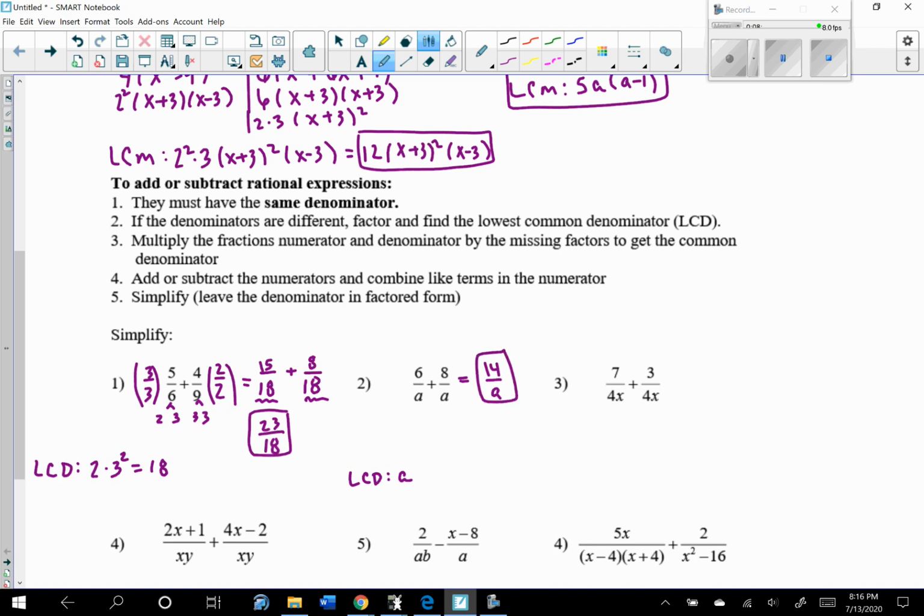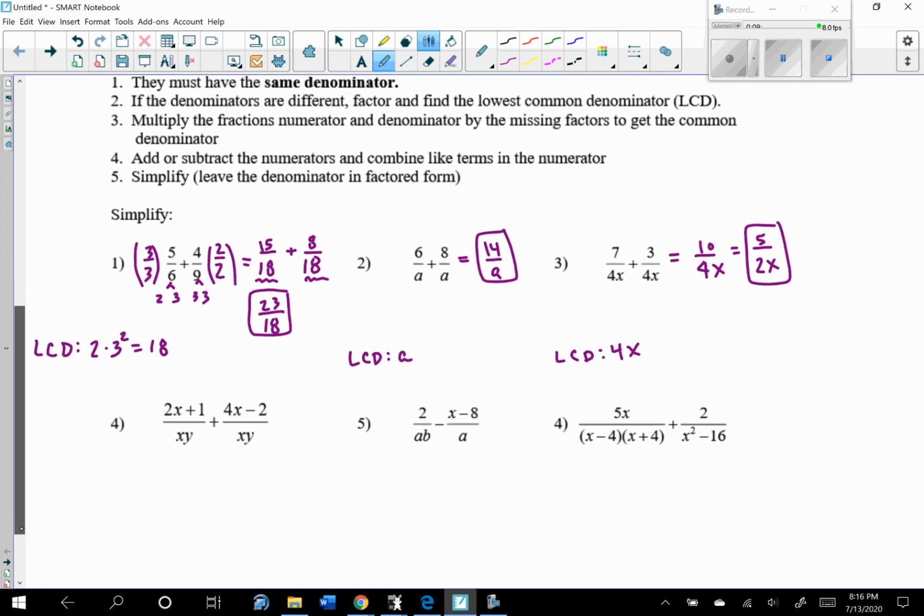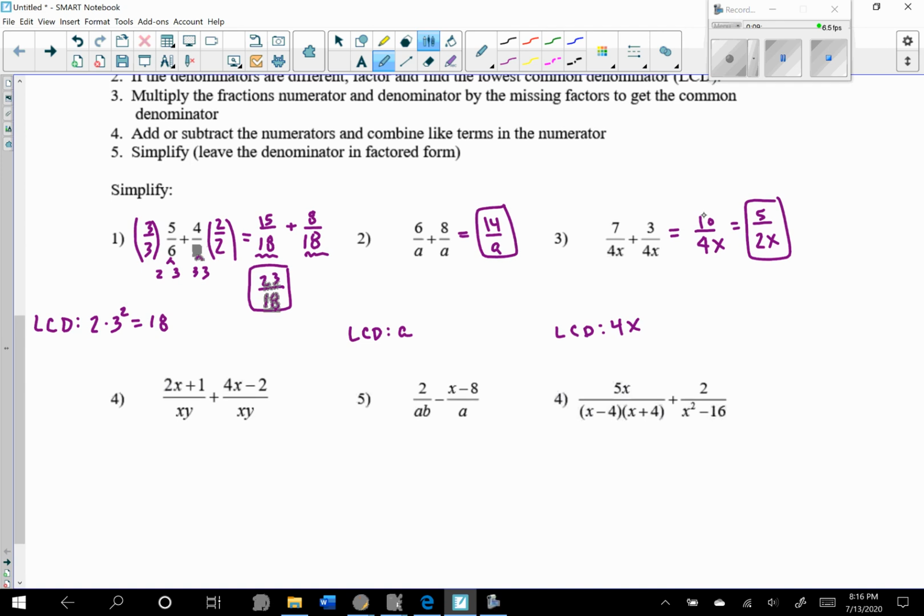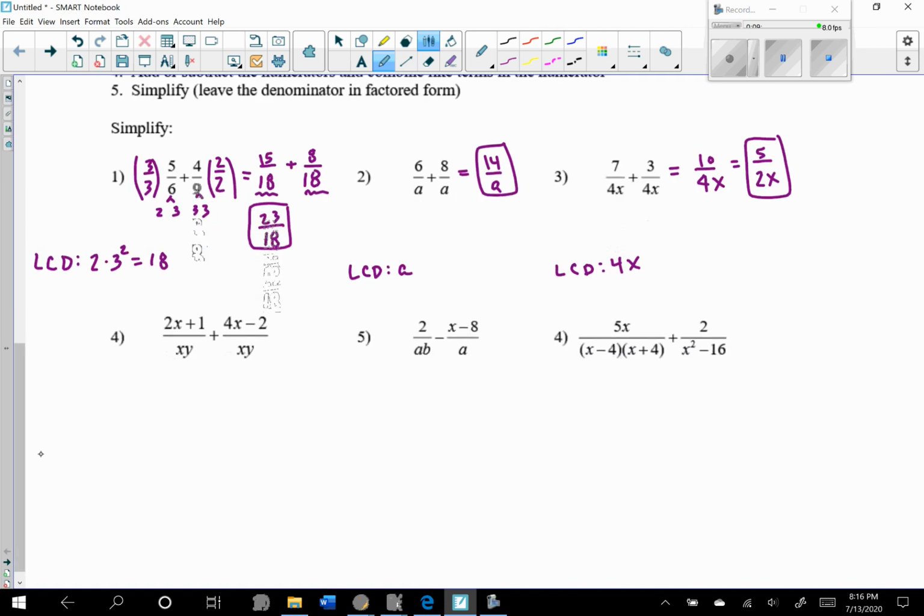Looking at number 3, again my least common denominator is 4x because the denominators are already the same. So combine your numerators over your common denominator. For this one, you're not quite done because notice you have 10 over 4x. Those are both even, so we know we can reduce. When we reduce this, 2 goes into both, so that's 5 over 2 times x. So always make sure you look at your equation, and if you can factor further, always factor further if it's possible.